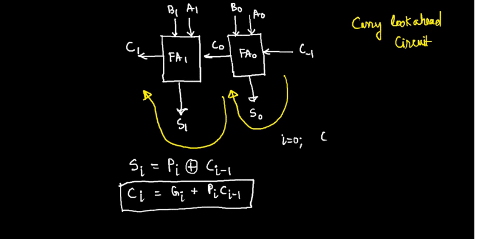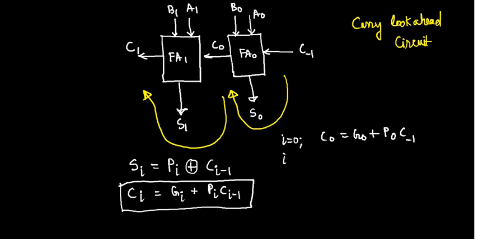So it was C0 = G0 + P0 C-1, because for this circuit, for FA1, A1 and B1 are already there. What is not there is C0, and it will go on. So let's concentrate on the carry. C0 is G0 plus P0 C minus 1. Now C minus 1 is already there. What is there with us here? B1, A1 and C minus 1, but we don't have C0, right?